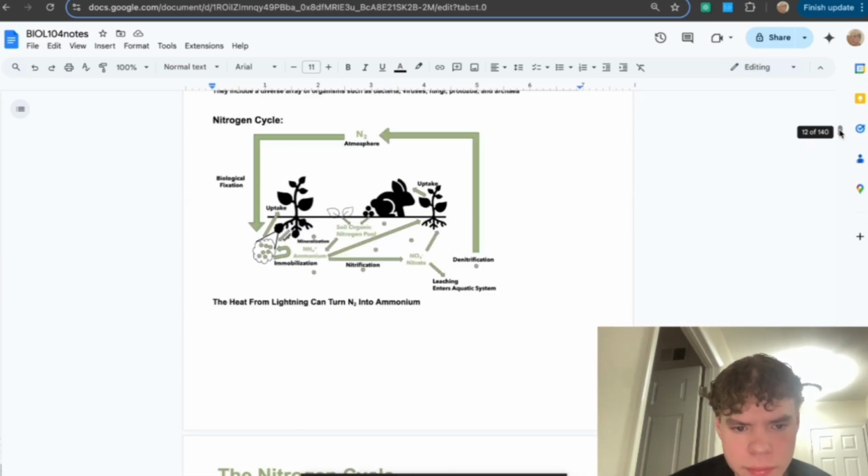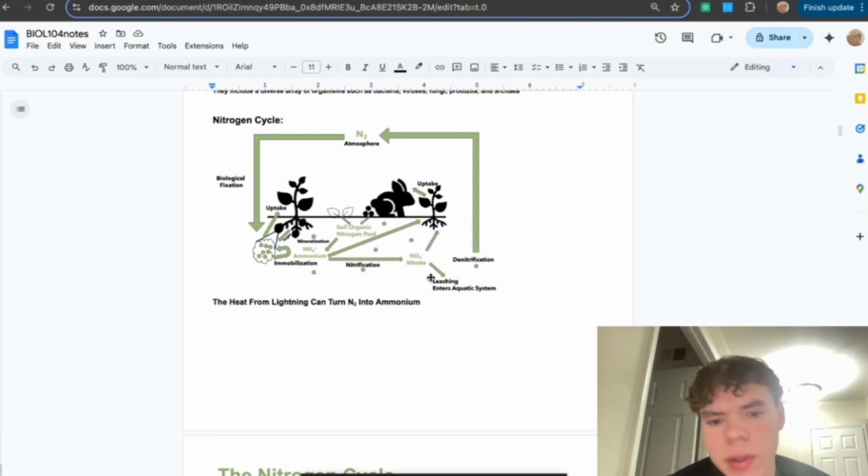That's true. So, in summary, we have fixation, immobilization, mineralization goes into ammonium, nitrification turns ammonium into nitrate and nitrite, and ammonium and nitrate is available for uptake and use by plants, which promote growth. And then denitrification is when nitrate and nitrite go back into the atmosphere and leaching is when nitrogen gets taken away, basically. I think I put a note in here that heat from lightning can turn into ammonium, which I think is interesting.